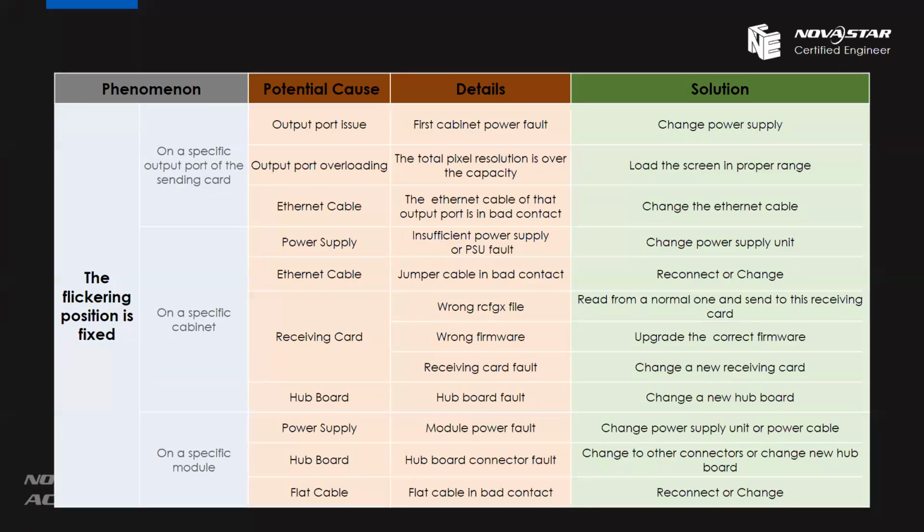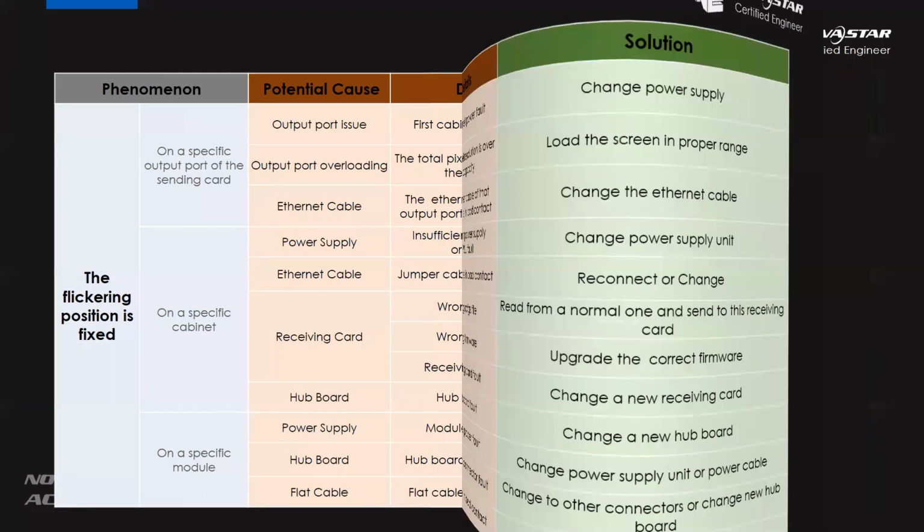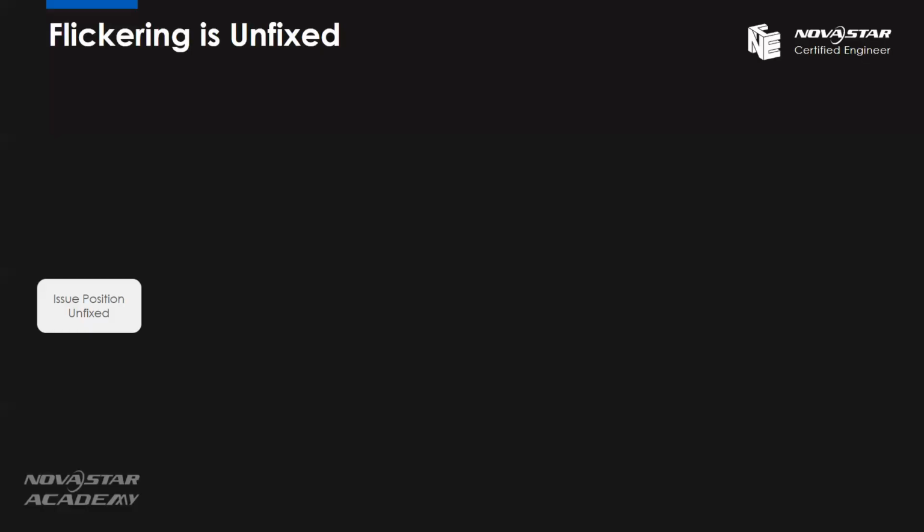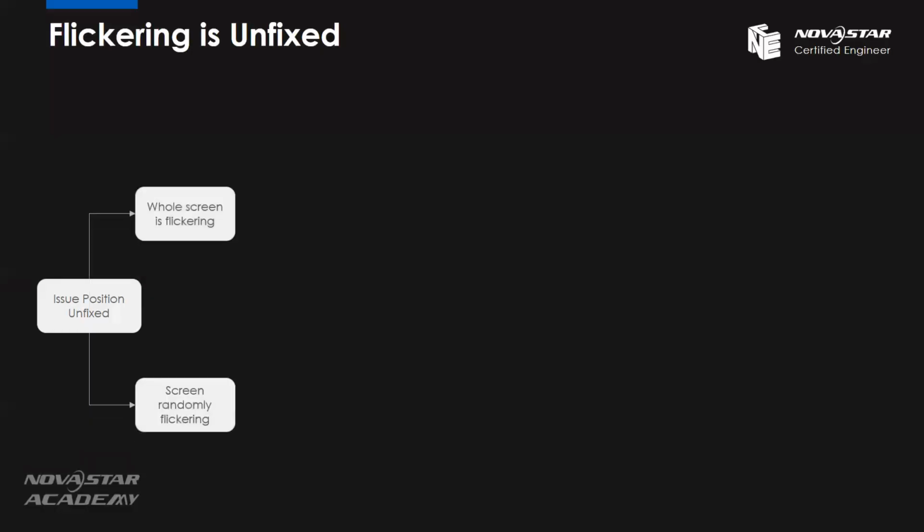And what if the screen flickering is random, or is a whole screen flickering, not just part of the screen? What could be the possible reasons, and how can we troubleshoot? Let's say the issue position is unfixed, like the whole screen flickering or the screen randomly flickering. Here we need to use a useful function, which is the screen control. We can use the screen control to send a test pattern to the screen.